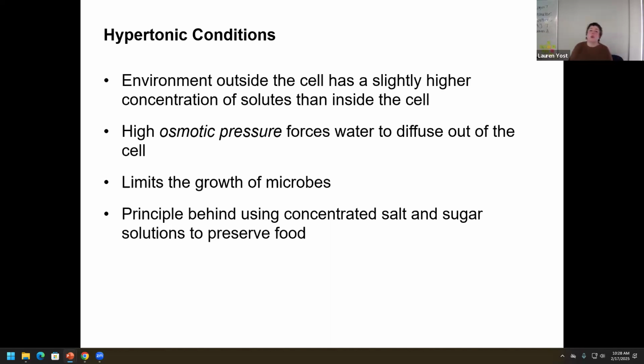So you can limit microbial growth with this if you have enough salt or sugar. This is what jam and preserves are about. This is why they have such high sugar content, because that high sugar content prohibits the growth of microbes through osmotic pressure. Too sugary, it draws the moisture out of the cell and the cell dies by plasmolysis.